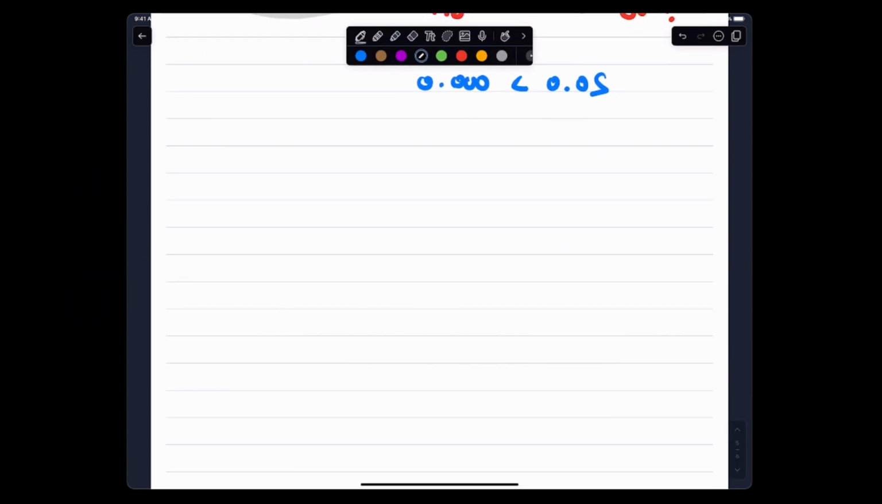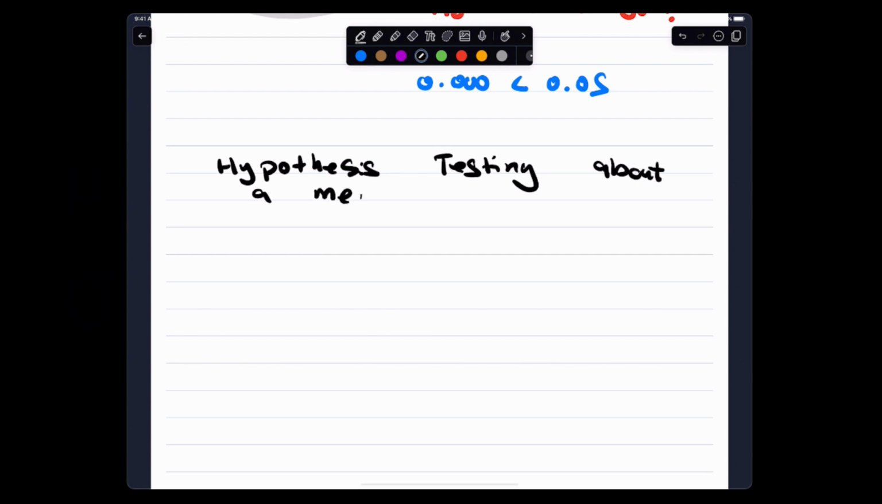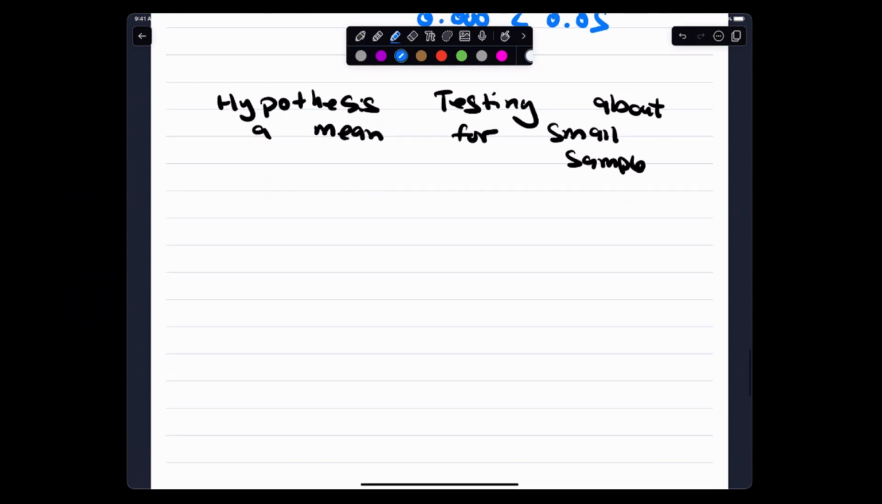And we're going to look at hypothesis testing about a mean. But this time, we're going to do this for a what? For a small sample. So we're going to do everything that we already did today, but can you guys tell me? First of all, what's a small sample? Sample size that's small. What is that? Do you guys know? Anything that's under what? 30, yes.